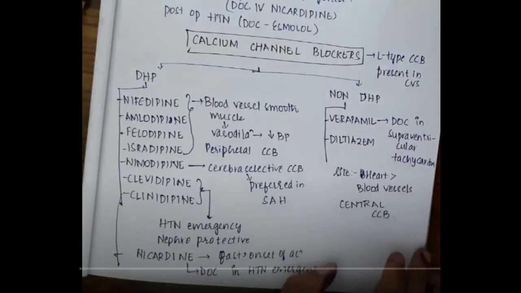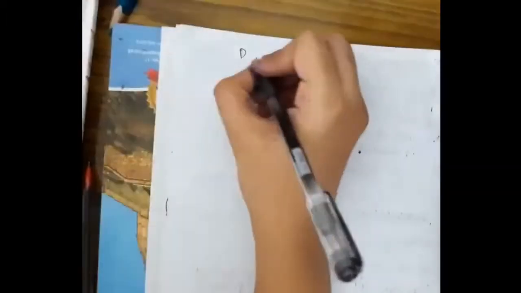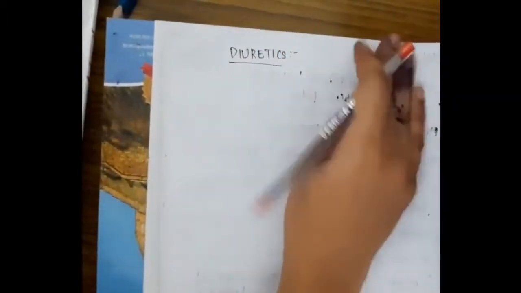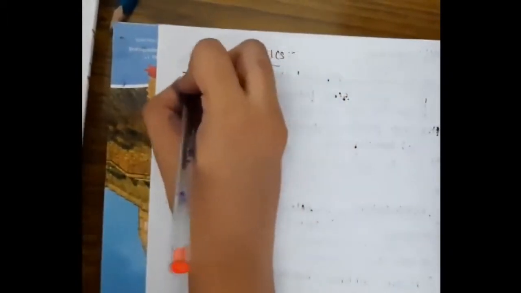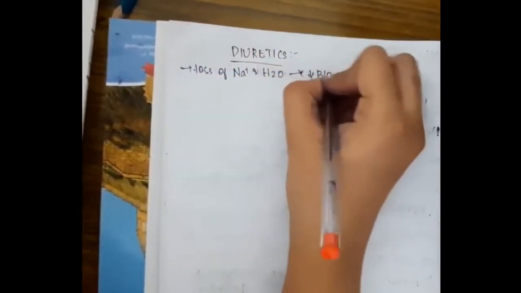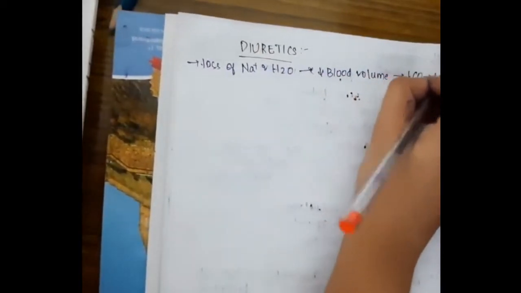Hello friends, let us now learn some important points about the diuretics in antihypertensive drugs. These diuretics will mainly cause loss of sodium and water, and they decrease the blood volume and the cardiac output, and thus decrease the blood pressure.